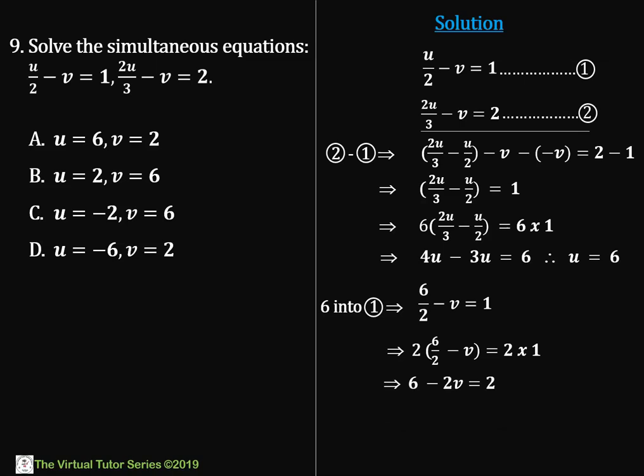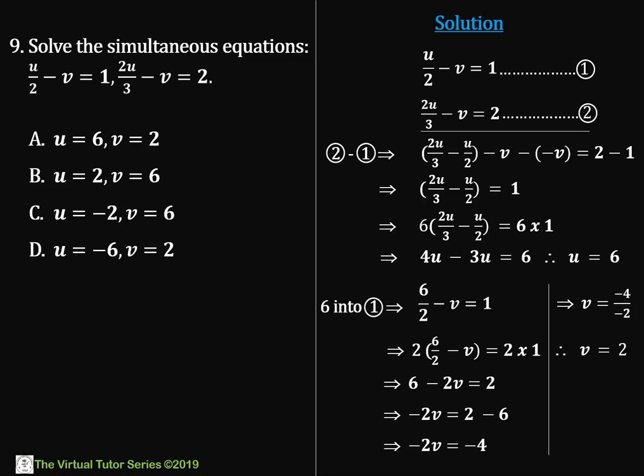Now, let's subtract 6 from both sides of the equation. That is, negative 2v is equal to 2 minus 6. This gives us negative 2v is equal to negative 4. Dividing both sides of the equation by negative 2, we have v is equal to negative 4 over negative 2. Negative 4 over negative 2 is 2. Therefore, v is equal to 2.